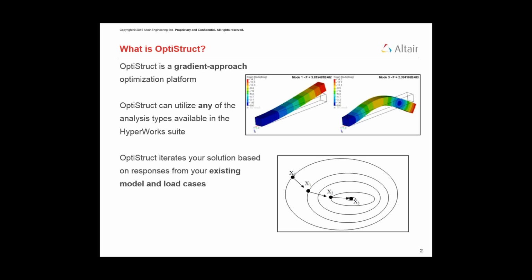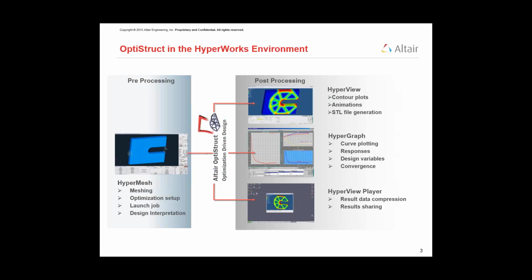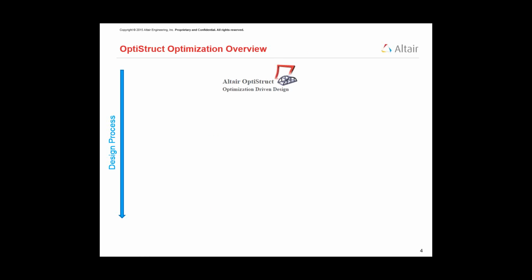So OptiStruct is a gradient-based approach, or gradient approach design or optimization platform. It uses a gradient approach where it attempts to minimize by evaluating the gradient of the response to make sure that it's continually going down. What OptiStruct does is we pre-process in HyperMesh, we run the optimization in OptiStruct, and then use our suite of post-processing tools, HyperView, HyperGraph, or even HyperView Player to post-process your results.